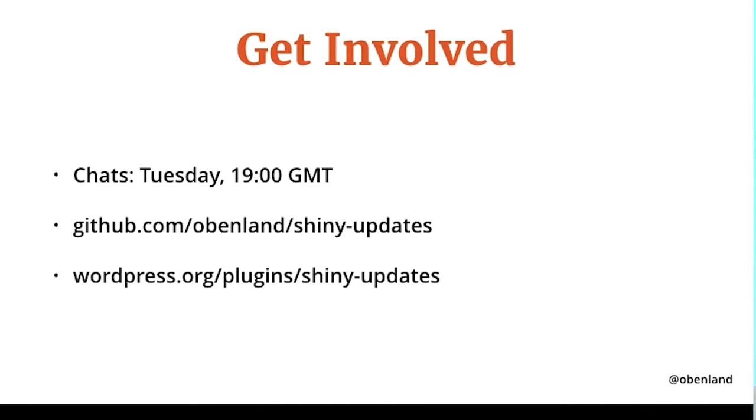If you don't feel comfortable with that, please download the plugin. You can either go to wordpress.org/plugin/shiny updates, or you can search for Shiny updates from the plugin install screen in your WordPress admin. Activate it, test it, use it, see how you like it, if the colors are pleasing, if the actions are not as jarring as they were, things like that. That would be greatly appreciated. Any help would be great.